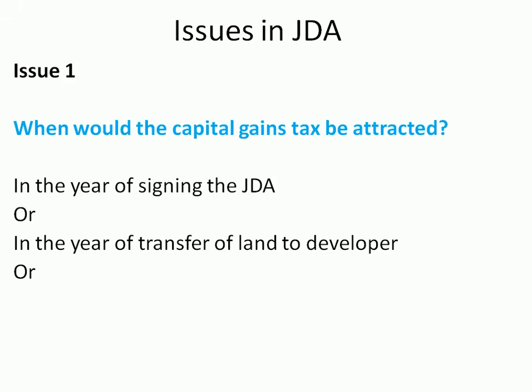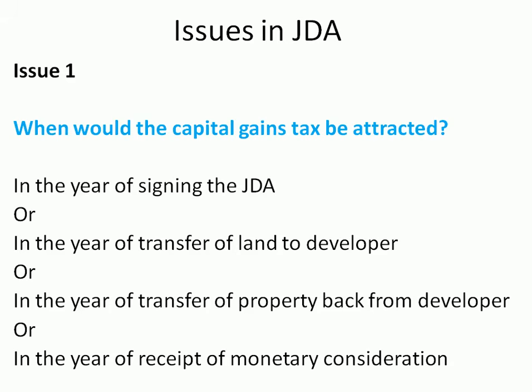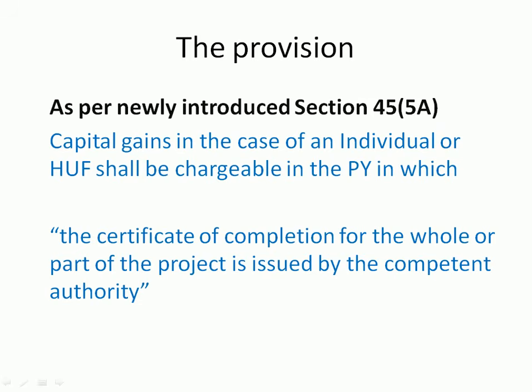As you can see, there are a lot of options. You may pause the video and take a look at these options. Earlier, it would be taxed in the year in which the land was transferred to the developer. But with the introduction of the new provision, section 45(5)(a), the capital gains in case of an individual or an HUF shall be chargeable in the previous year in which the certificate of completion for the whole or part of the project is issued by the competent authority.